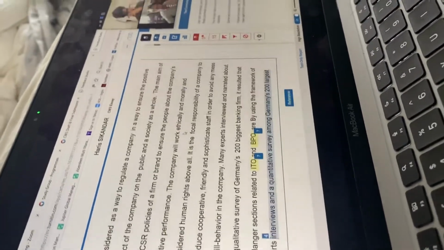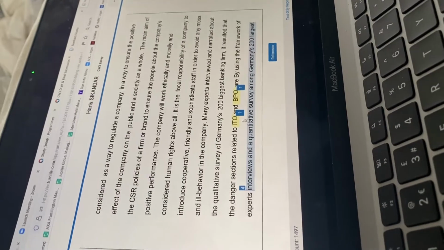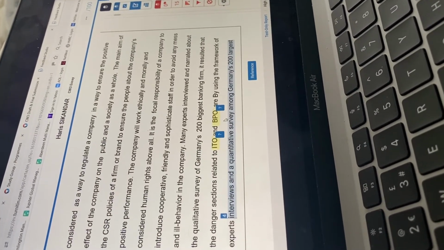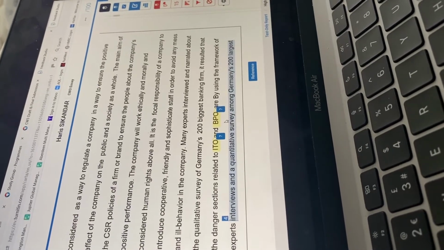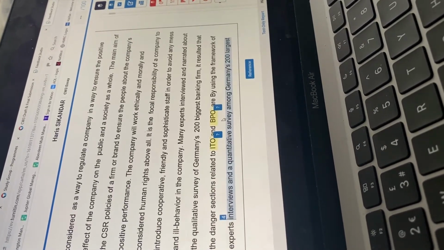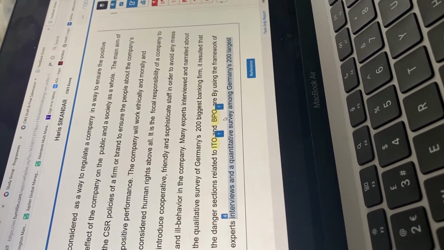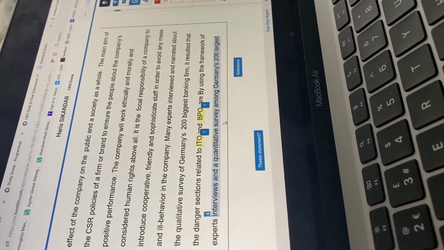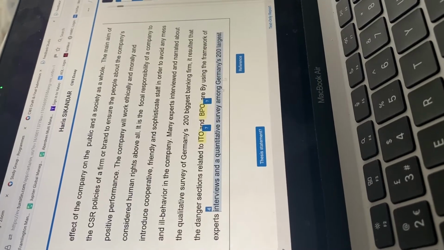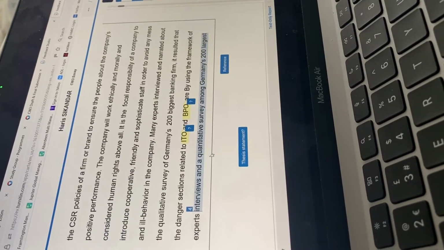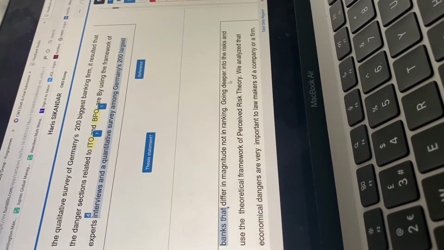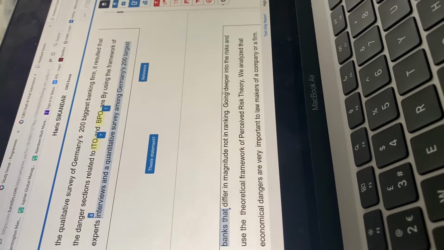What's ITO and BPO? I was basically just writing it in a small form. I have the references. Here there's a reference to interviews and a quantitative survey among Germany's 200 largest banks, but there's no reference to it. You haven't got an in-text reference like surname and year.